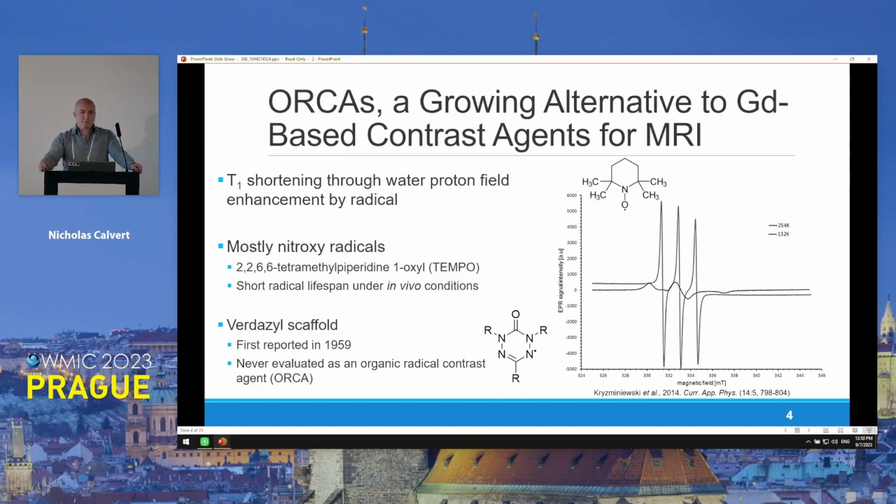So we wanted to take a bit of a different approach on how to look at a new ORCA, and we looked at the verdazyl scaffold. So this was first reported in 1959, and almost all the literature looks at this as a magnetic susceptibility agent for different physics evaluations that I honestly don't understand. But it's never really been evaluated as an organic radical contrast agent. So that's what we wanted to look at with this.